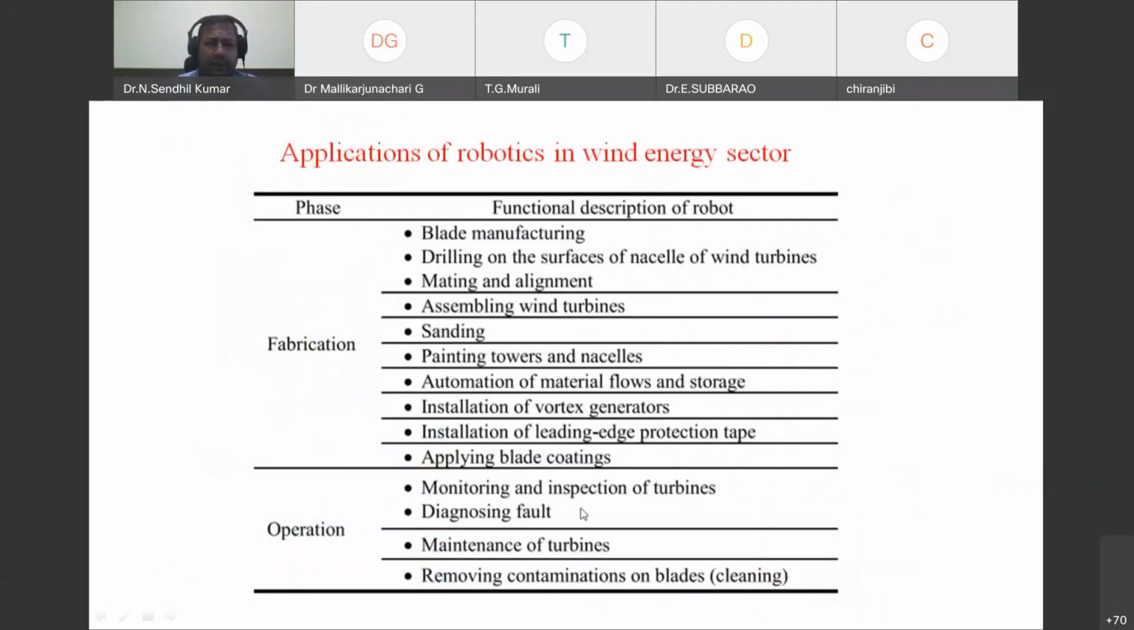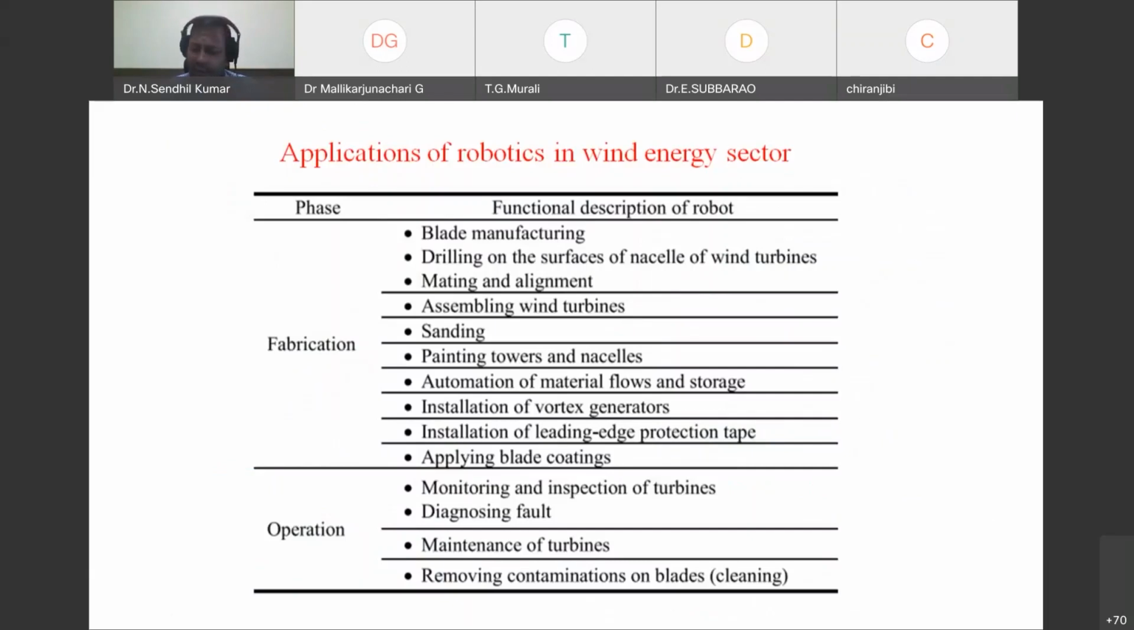Here, most of the applications in the wind energy sector are only the fabrication and the operations. This fabrication involves blade manufacturing, drilling, assembling, alignment, and then sanding and painting. Painting also is another thing.